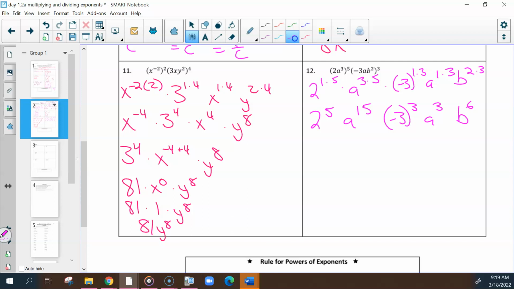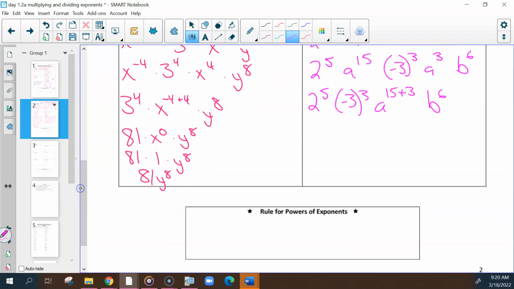So we can move our numbers to the front. We have like bases that we can combine. For multiplying like bases, what are we doing with the exponents? Adding them. What is 2 to the 5th? 32. What is negative 3 to the 3rd? Negative 27. New exponent for A.